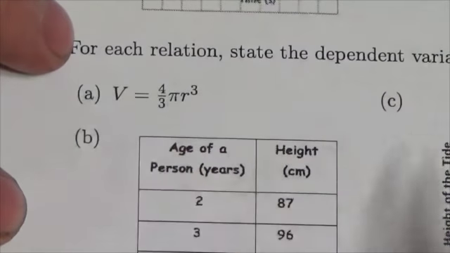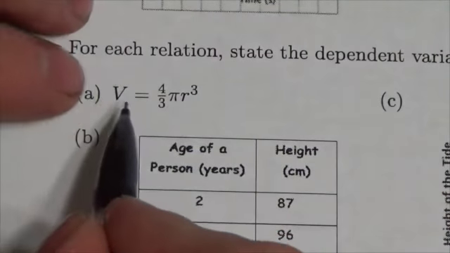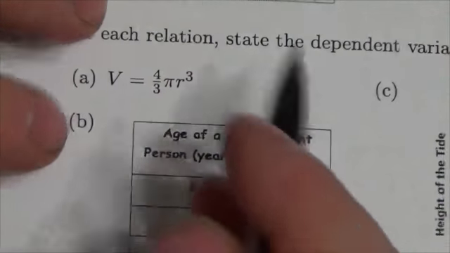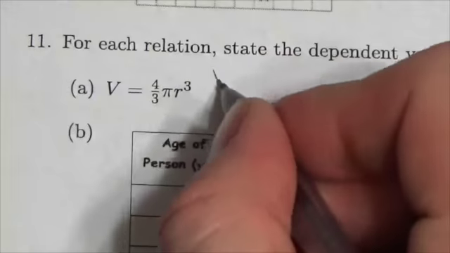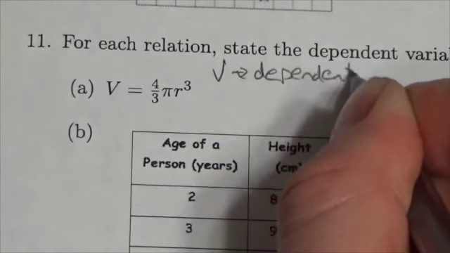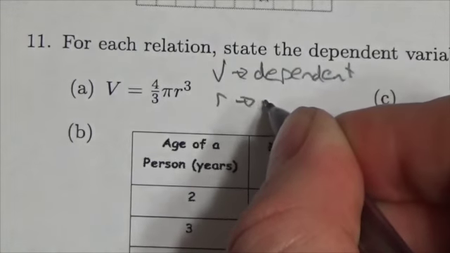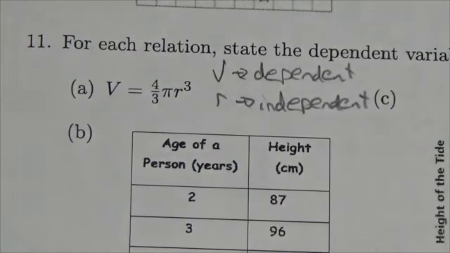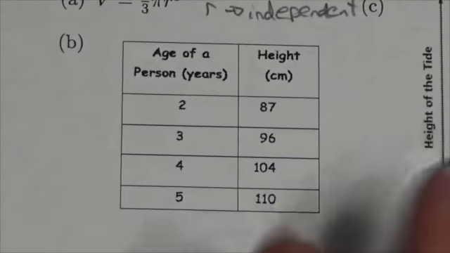Additionally, look at the way it's expressed here. Volume is expressed in terms of the radius here, and that implies dependence right there. So volume is going to be dependent, and the radius is going to be the independent. Okay, let's look at the next one.